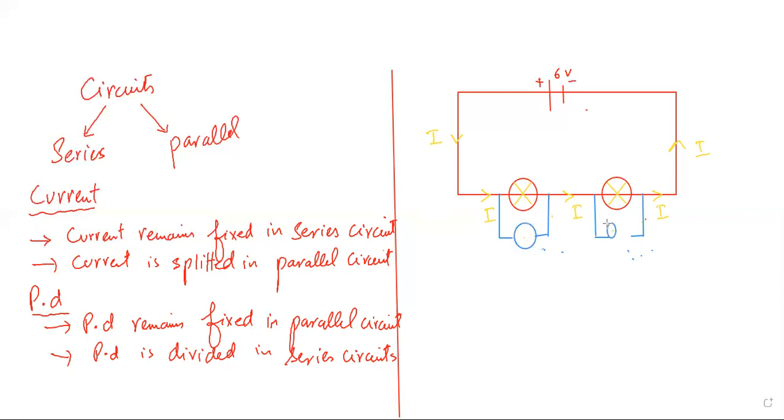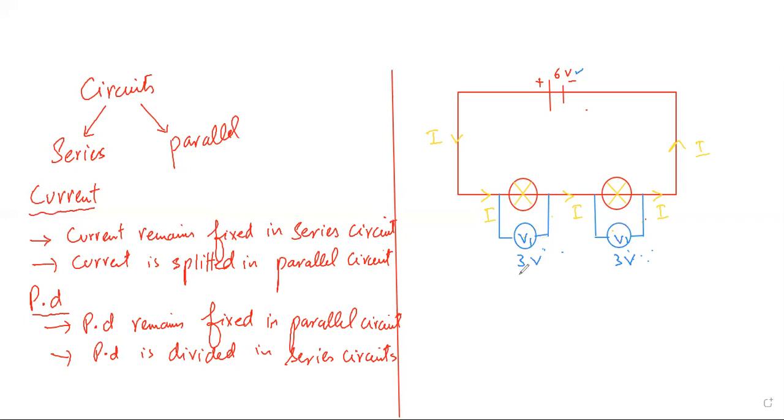This is the voltmeter, this is another voltmeter, right? This is V1, this is V2. Since both of the bulbs are identical, they will be getting 3 volt and 3 volt each, because the total voltage of the battery is 6 volt. If it would be 3 volt, this will be getting 1.5, this will be getting 1.5. Am I clear?